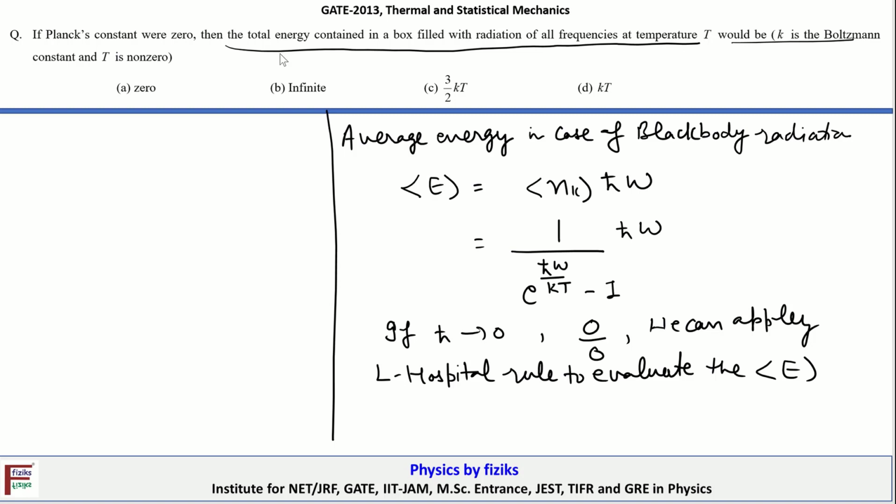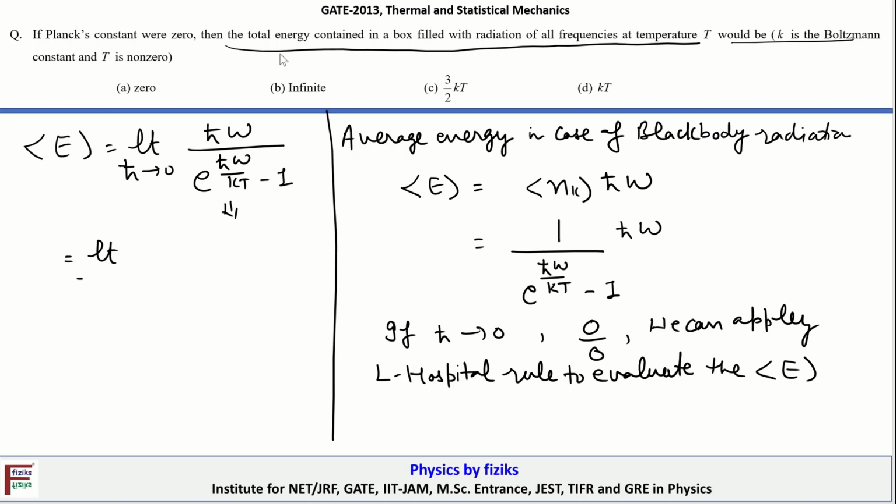Okay, so let's see. In that case, by applying that rule, the average energy is equal to the limit ħ approaching 0 of ħω upon e to the power ħω upon kT minus 1. So by applying the L'Hospital rule, this becomes equal to the limit ħ approaching 0, the differential of the numerator with respect to ħ, so that will give us ω.